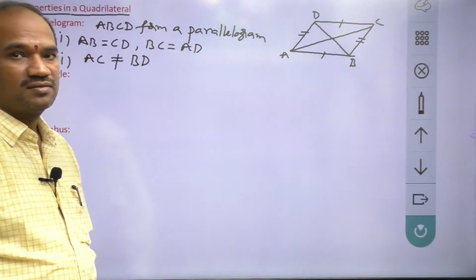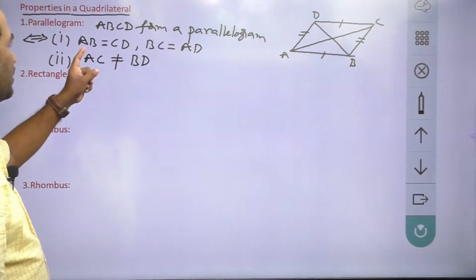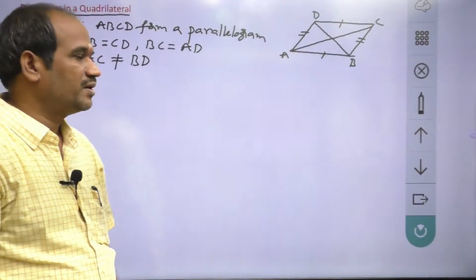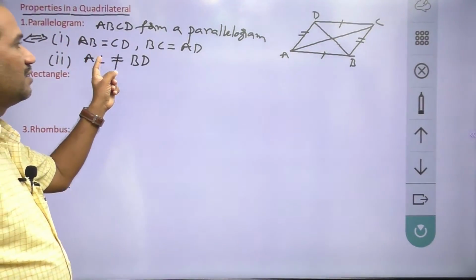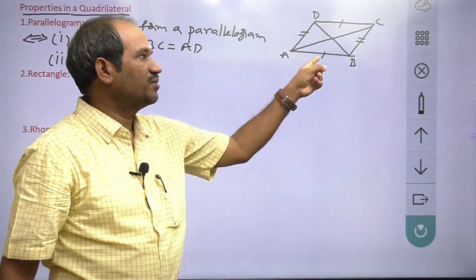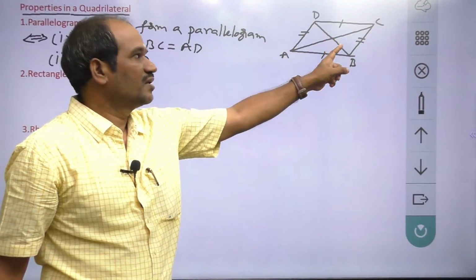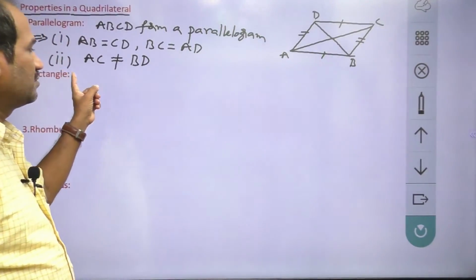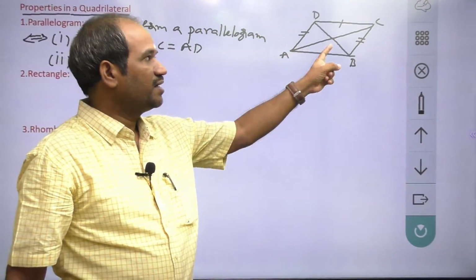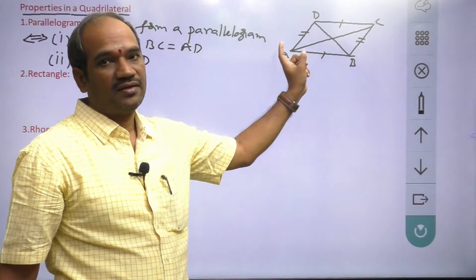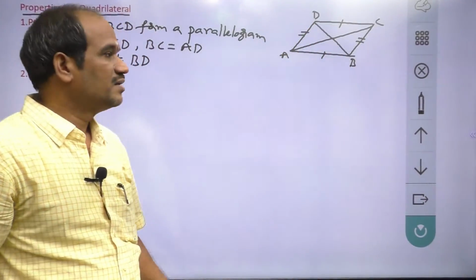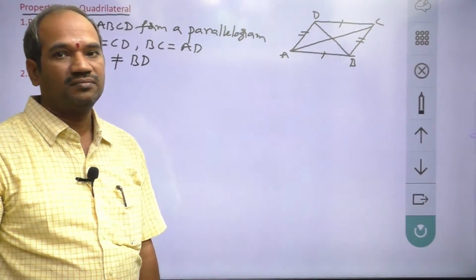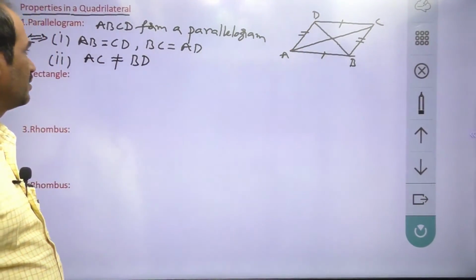These are the conditions. See here one more time, ABCD forms a parallelogram if and only if the first condition, the lengths of the opposite sides are equal: AB is equal to CD, next BC is equal to AD. Next, the second condition, length of the diagonals: AC is not equal to BD. If these two conditions are satisfied, ABCD forms a parallelogram.